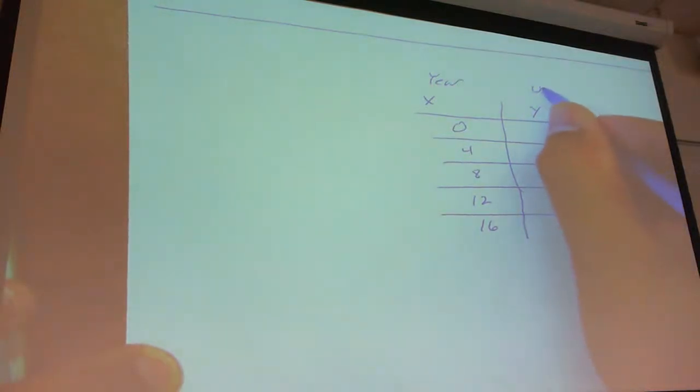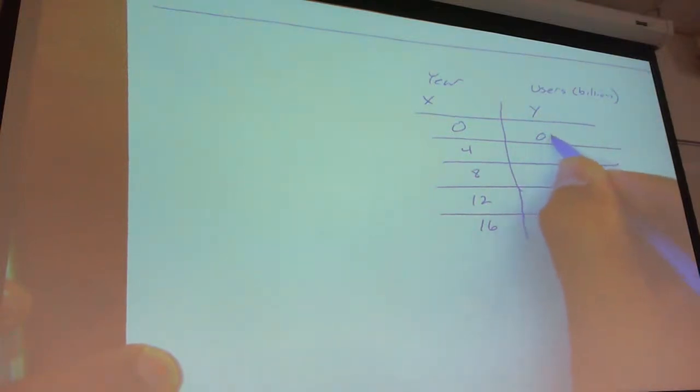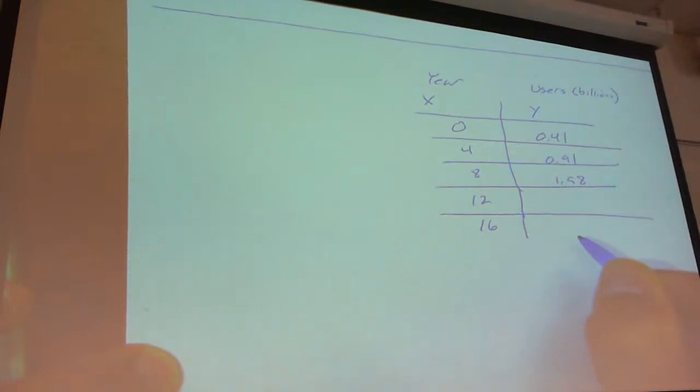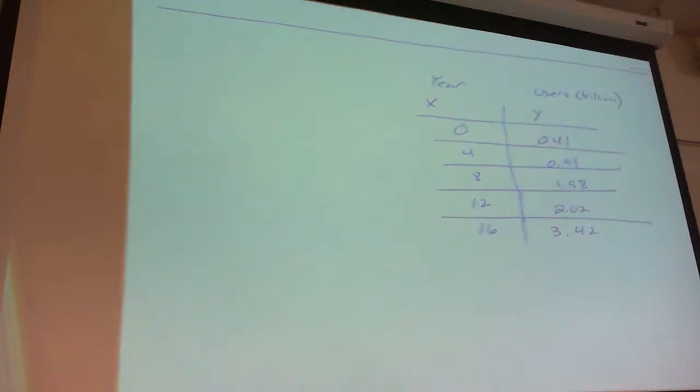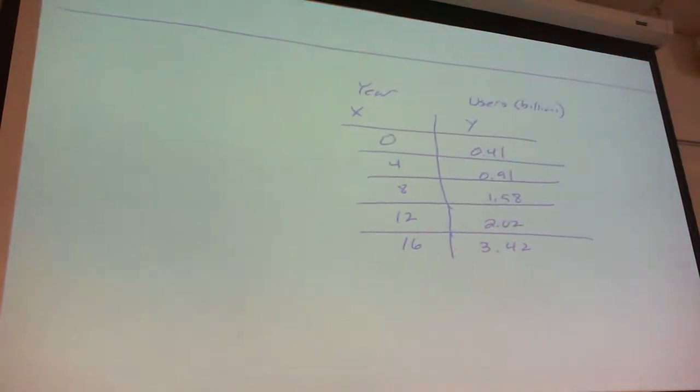Our Y is how many users in billions. And it used to be 0.41 billion, then it was 0.91 billion, then it was 1.58 billion people using the internet at home, and that's 2.02 billion. In 2016, 3.42 billion individuals access the internet at home. Okay? So now, we're going to use list 3 and list 4.